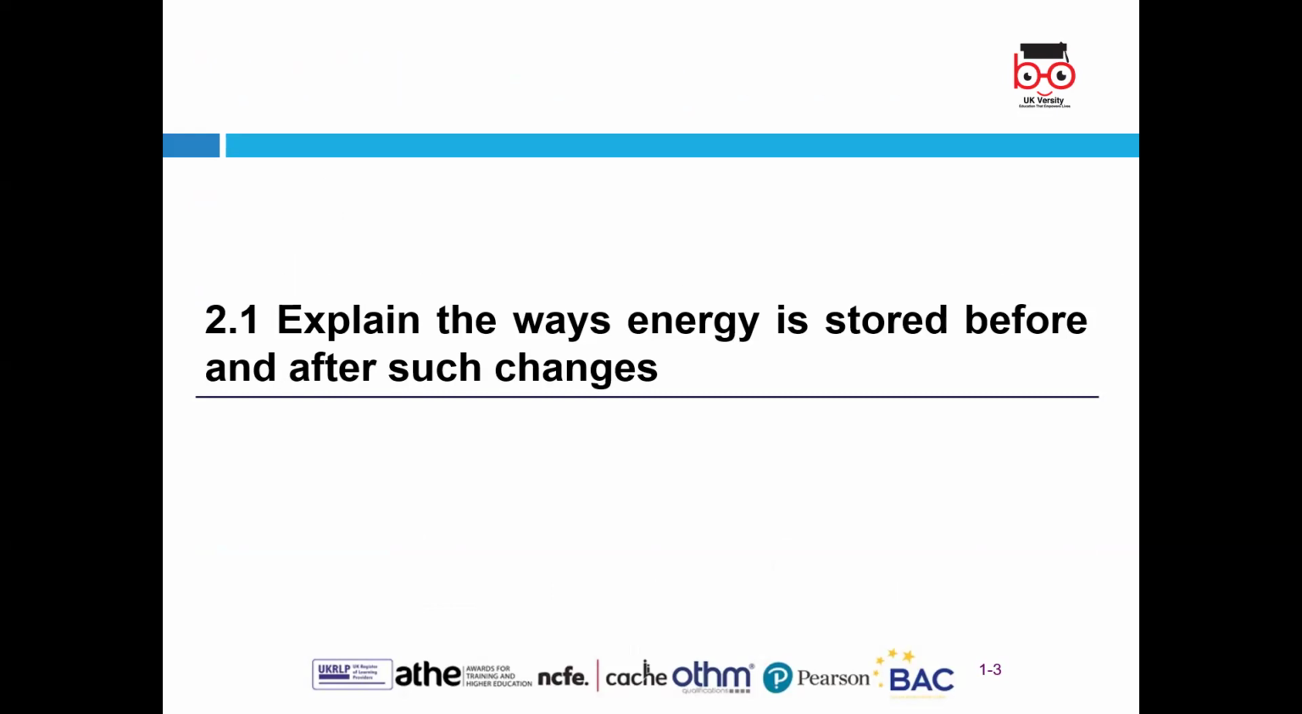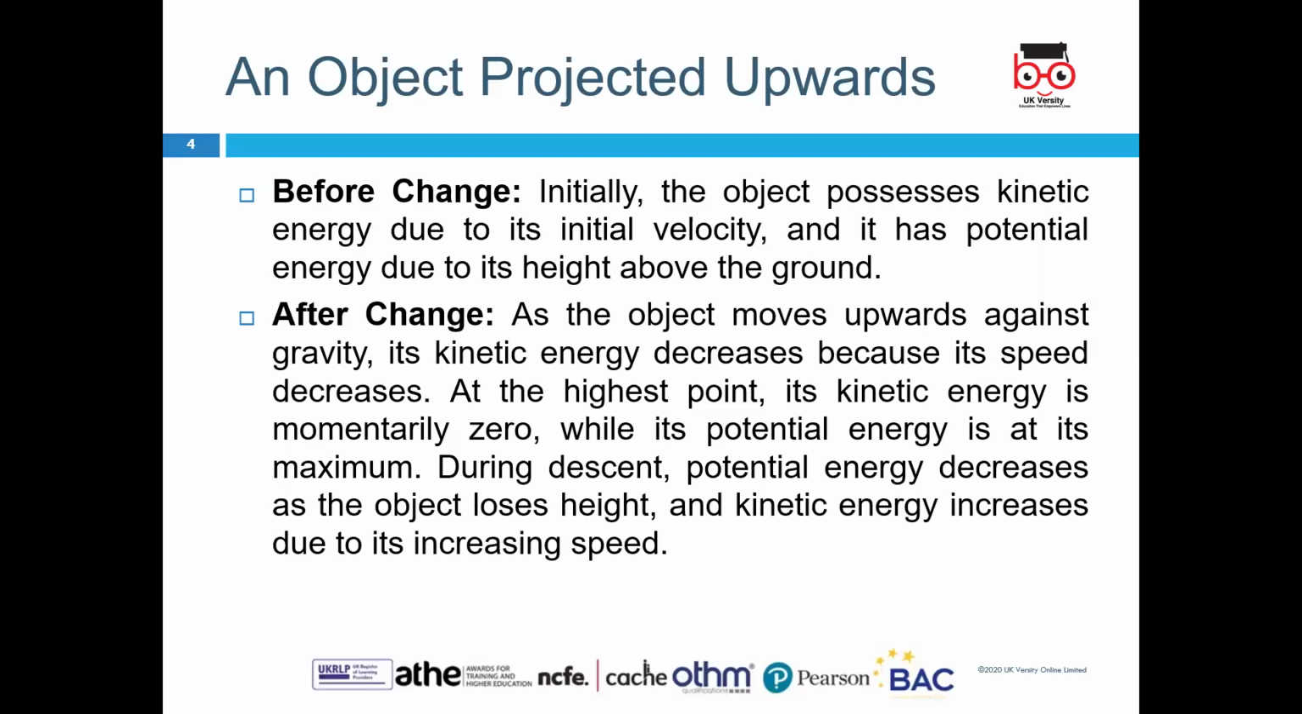So the first one is to explain the ways energy is stored before and after any changes. Let us consider an example. When an object is projected upwards, or thrown upwards, before change, the object possesses kinetic energy due to its initial velocity from the upward thrust, and it has potential energy due to its height above the ground. The potential energy is because of the distance from the ground, and kinetic energy is due to its initial velocity.